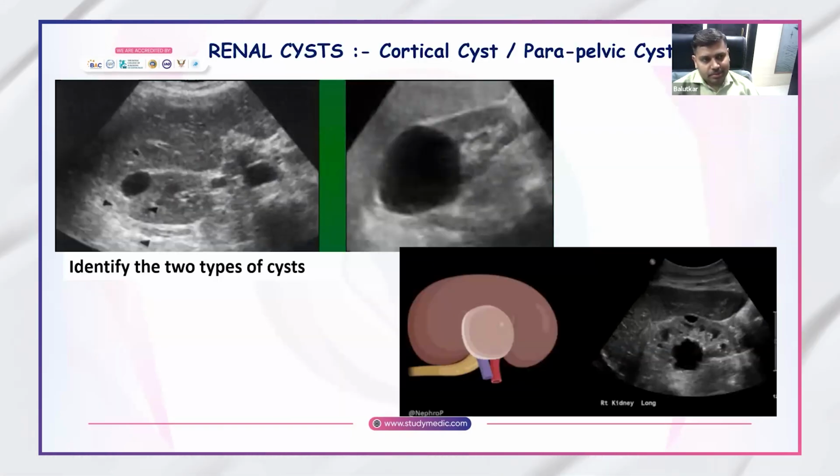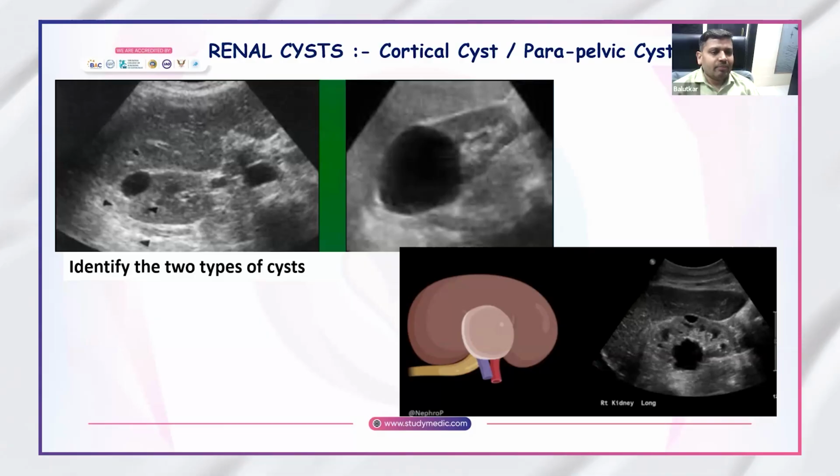So that's all about the diffuse renal disease. Let's talk in brief, in a few slides, about the focal renal diseases. Focal renal disease, definitely the commonest focal pathology which we see in kidneys during ultrasound examination is the renal cortical cyst or parapelvic cyst. The cortical cysts are very common as compared to the parapelvic cyst.